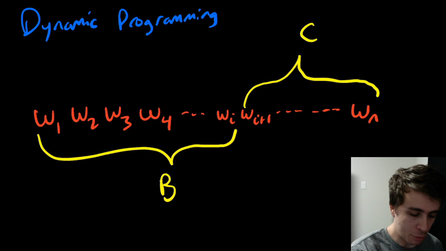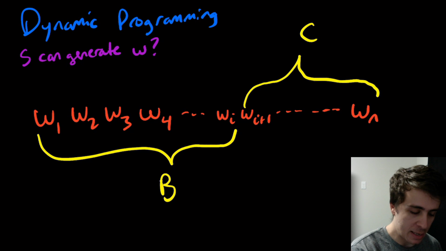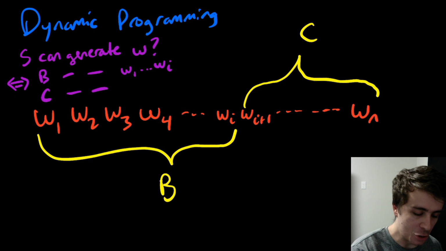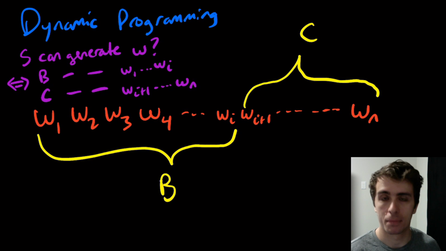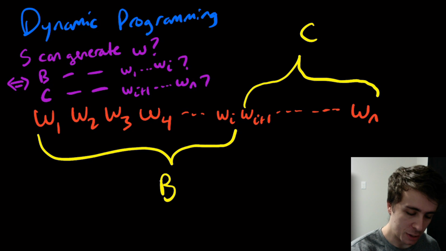So the question of whether S can generate the whole string W is equivalent to saying that these two variables make their respective parts. So B can generate W1 through Wi, and C can generate Wi plus 1 all the way to Wn. Okay, and those are the questions.